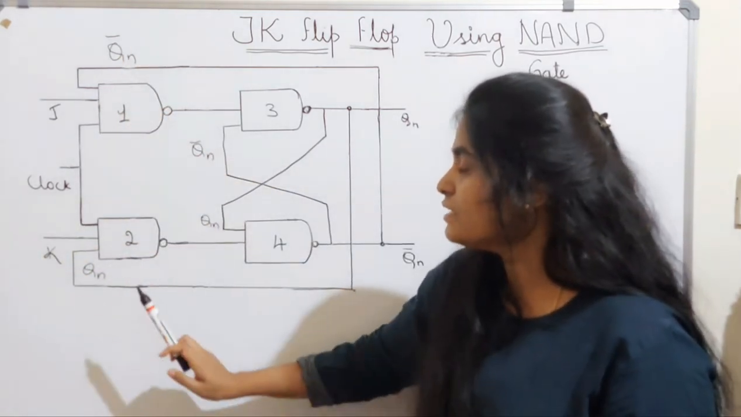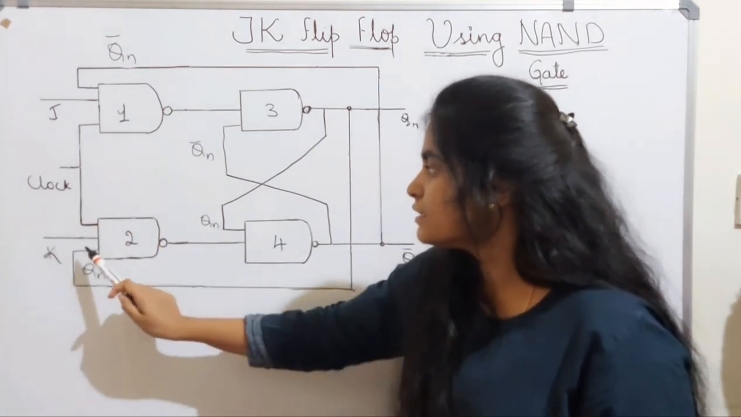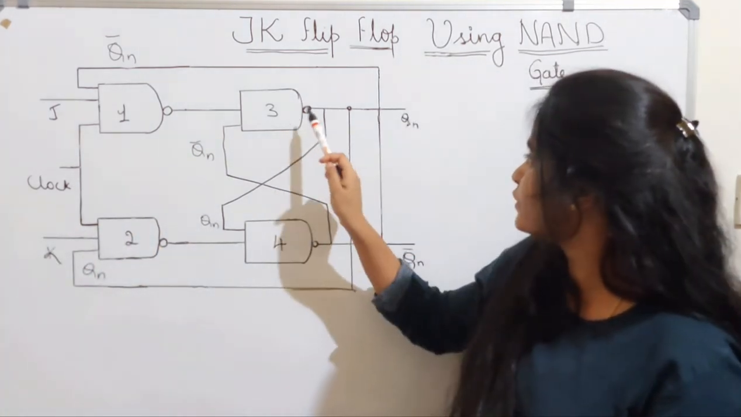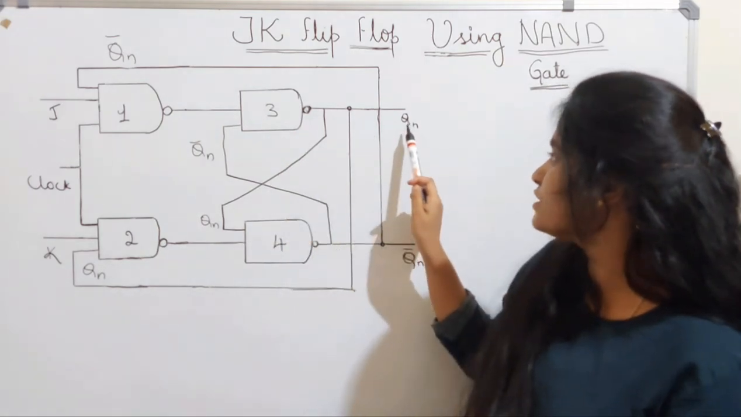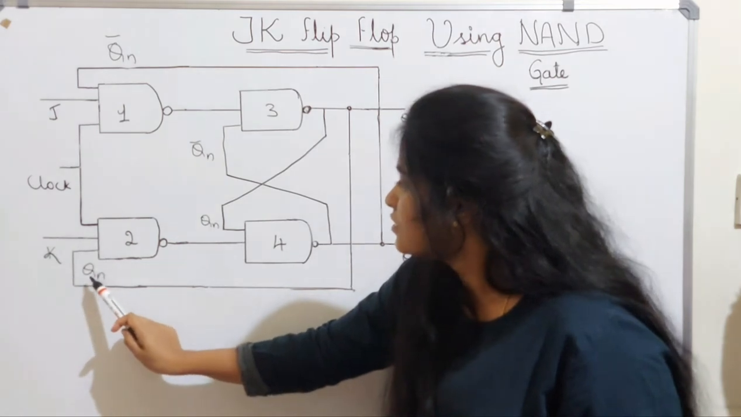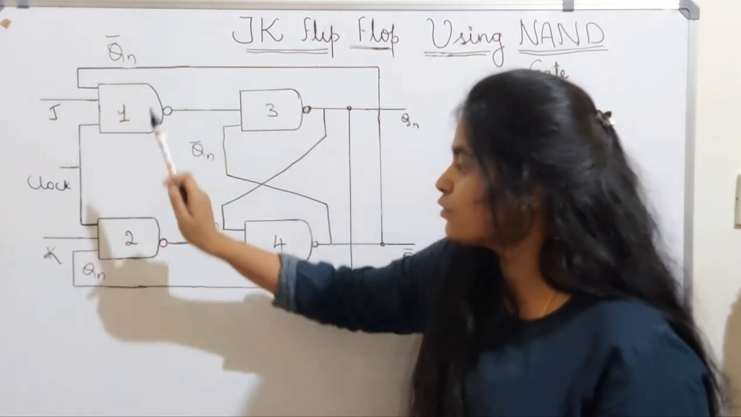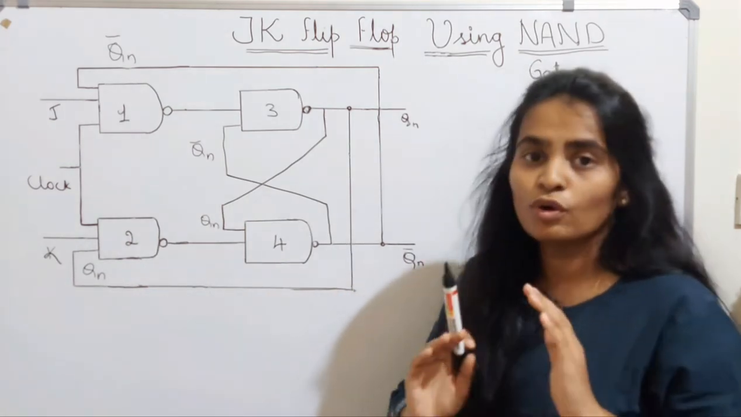Considering the second NAND gate, first input is K, second input is the clock pulse, third input is taken from the output of third NAND gate. Third NAND gate output is Qn. So this Qn is taken as the third input. I'm noting it down here. Wherein this Qn complement and Qn remains static for all the 4 cases.